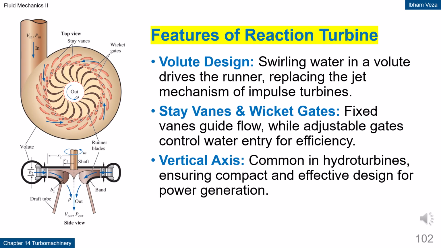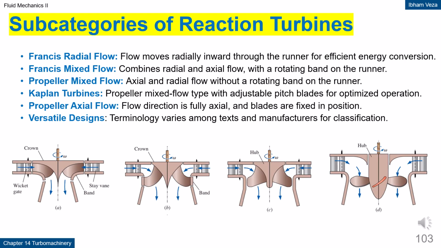runner. Water flows through the volute and is guided by stay vanes and wicket gates before entering the runner. The wicket gates can be adjusted to control the flow rate and power output. Many reaction turbines use a vertical axis for a more compact design. This concept shows that energy is extracted from the fluid through both pressure and velocity.